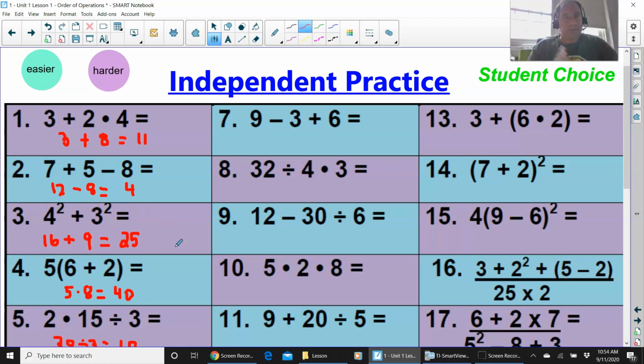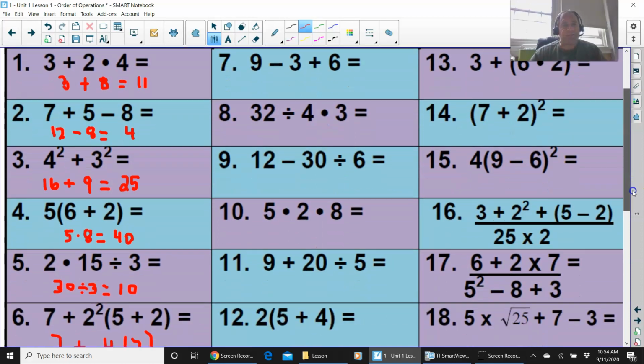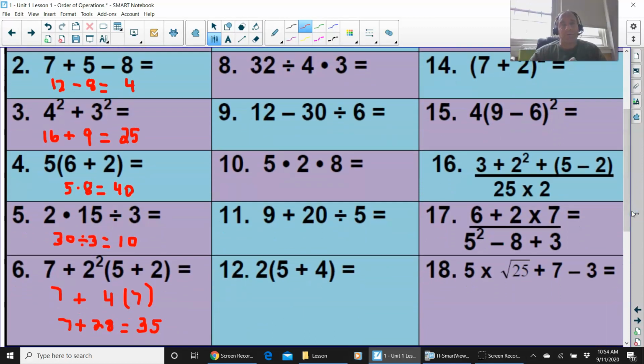Exponents, 4 squared, 16. 3 squared, 9. Then 16 plus 9, 25. Number 4, 5 times the sum of 6 plus 2. So I did the parentheses first, added those. 6 plus 2 is 8. 8 times 5 is 40. And I'm going to move down to number 5. Number 5, multiplication and division in the same problem, and there's no other operation to do.